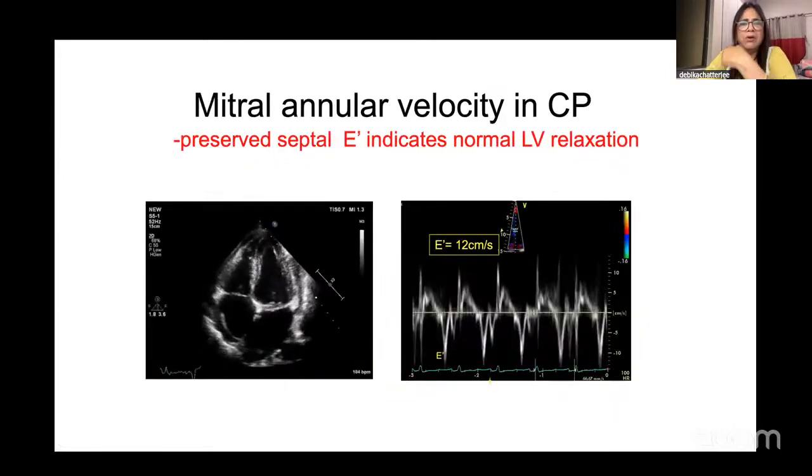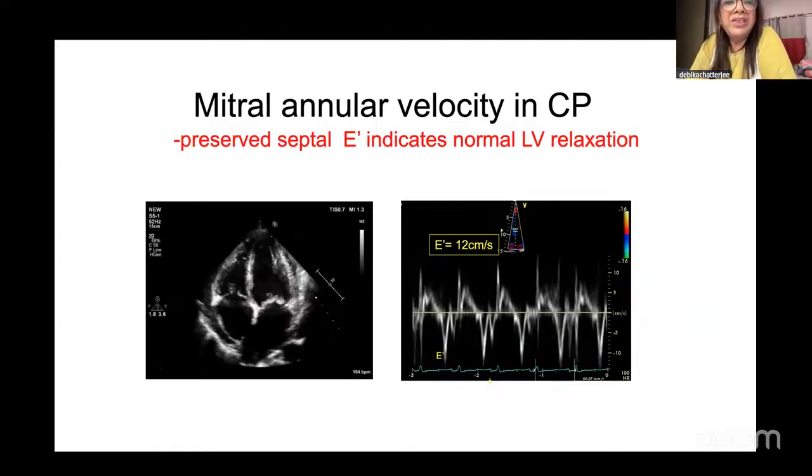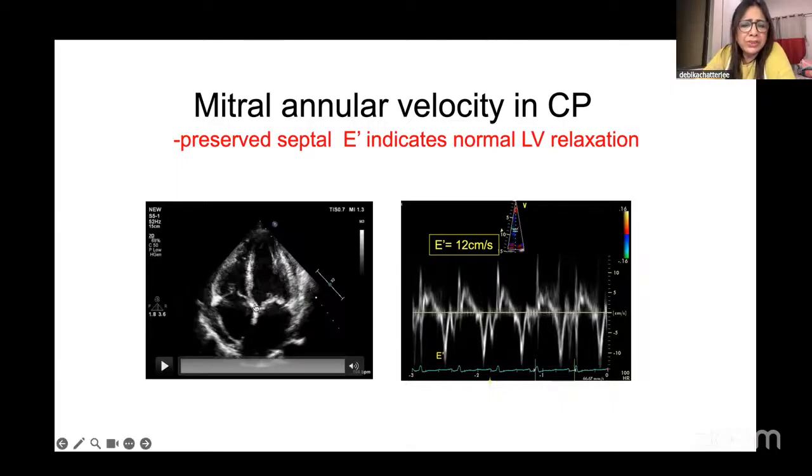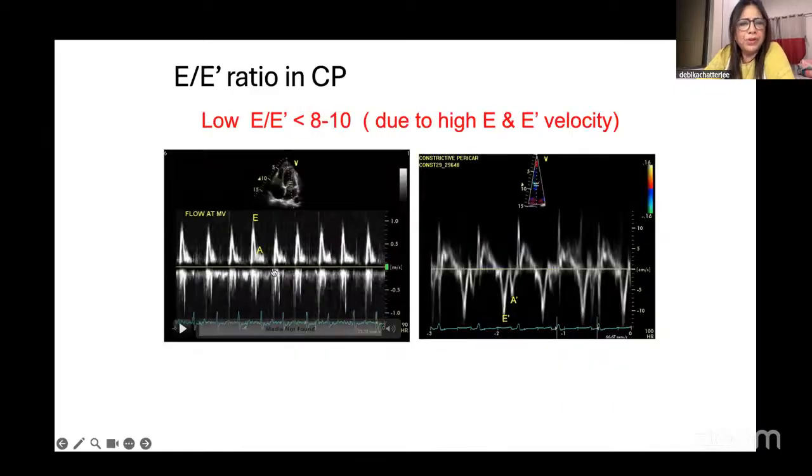And now let us look at the TDI velocity of the mitral annulus. So this is the septal annulus and this is the lateral annulus. In the septal annulus, look at the velocity, it's 12 centimeter per second. The E wave velocity also was preserved and E prime also is high. So E wave is more, E prime is more. So that results in low E by E prime in case of constrictive pericarditis.